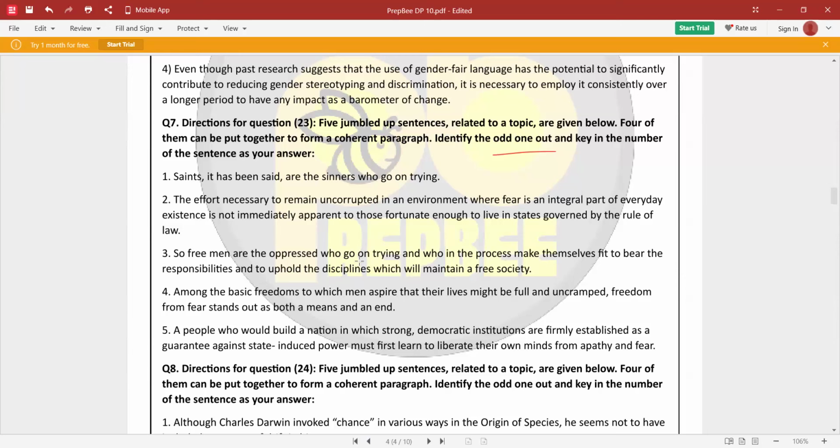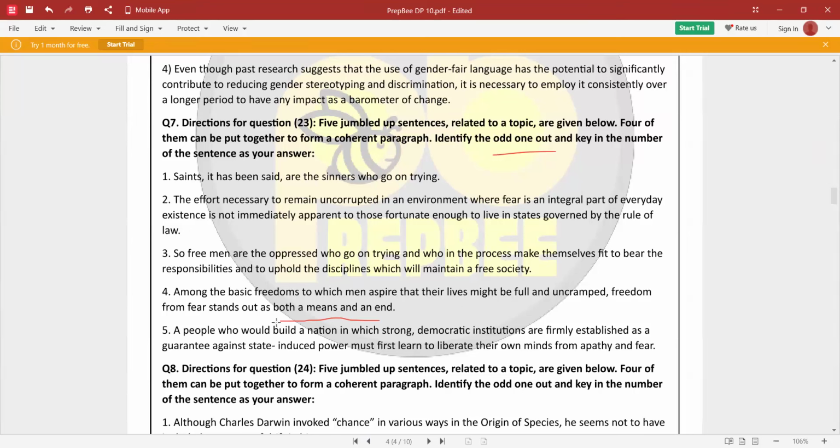So free men are oppressed who go on trying, and those in the process make themselves fit to bear the responsibilities and uphold the disciplines which will maintain a free society. Among the basic freedoms to which men aspire, that their lives might be full and uncramped, freedom from fear stands out as both means to an end. A people who build a nation in which strong democratic institutions are firmly established as a guarantee against state induced power must first learn to liberate their own minds from apathy and fear.